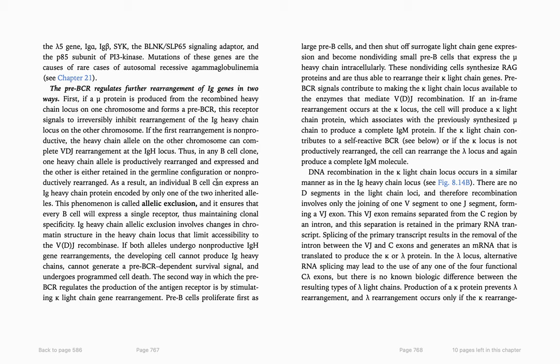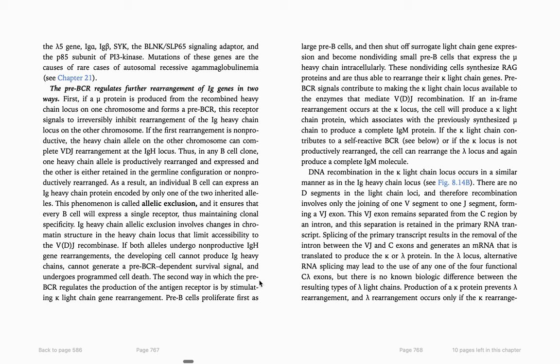As a result, an individual B cell can express an Ig heavy chain protein encoded by only one of the two inherited alleles. This phenomenon is called allelic exclusion, and it ensures that every B cell will express a single receptor, thus maintaining clonal specificity. Ig heavy chain allelic exclusion involves changes in chromatin structure in the heavy chain locus that limit accessibility to the VDJ recombinants. If both alleles undergo non-productive IgM gene rearrangement, the developing cell cannot produce Ig heavy chain, cannot generate a pre-B cell receptor, is deprived of survival signal, and undergoes programmed cell death.